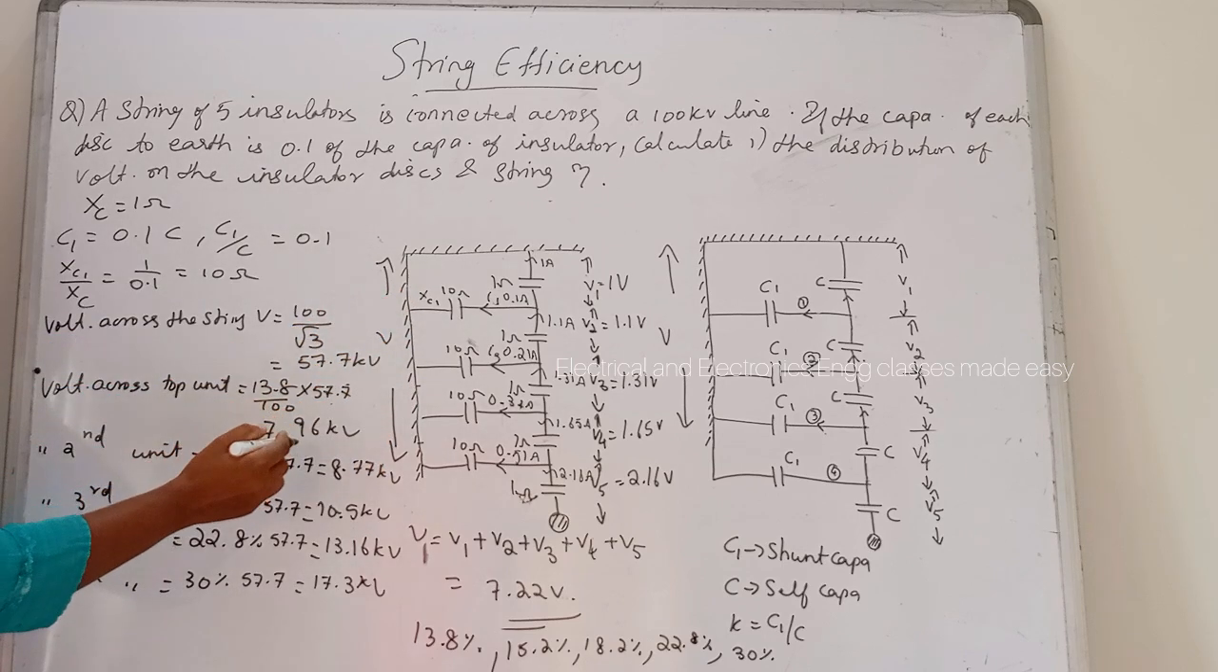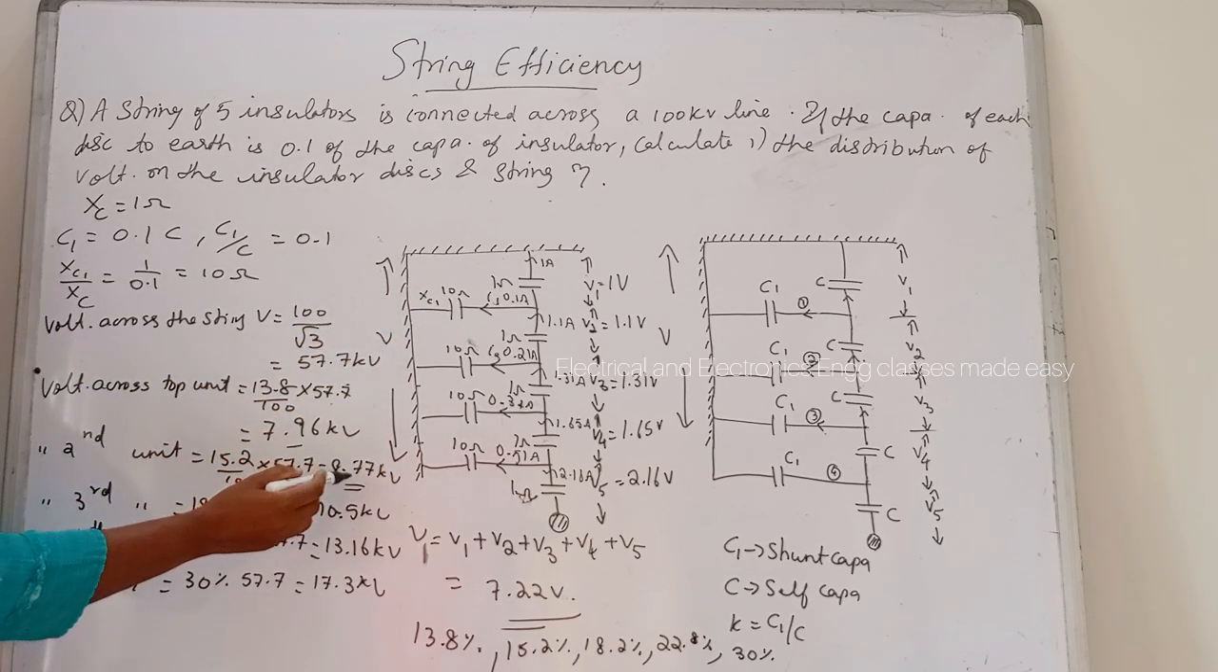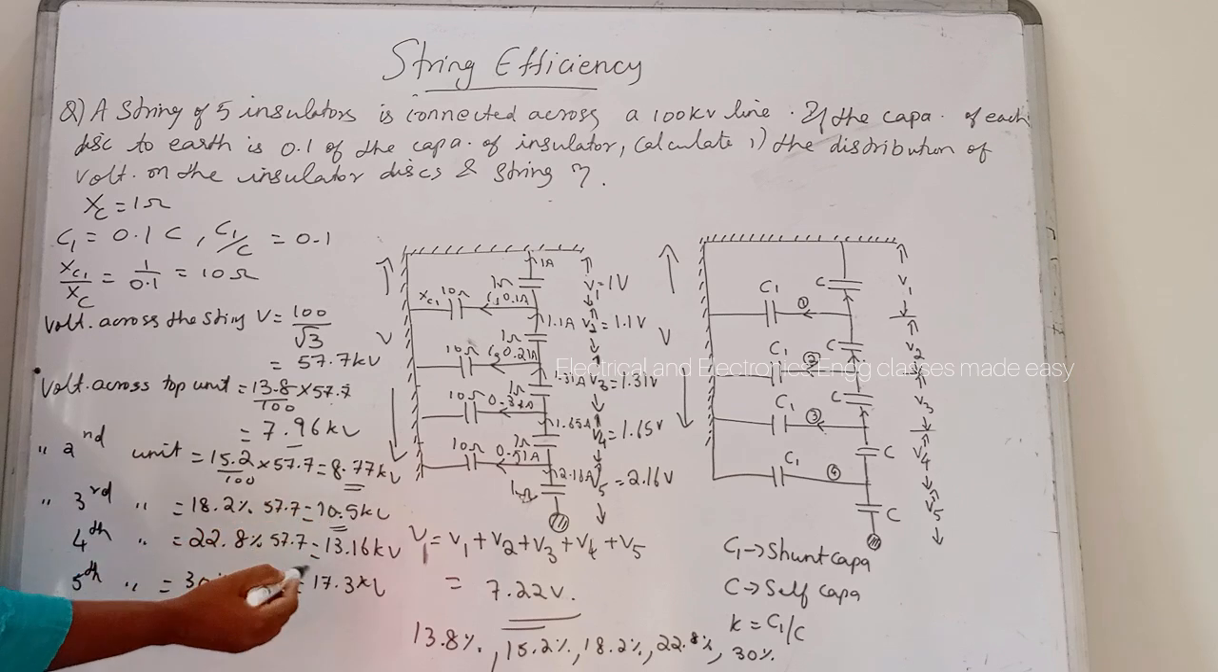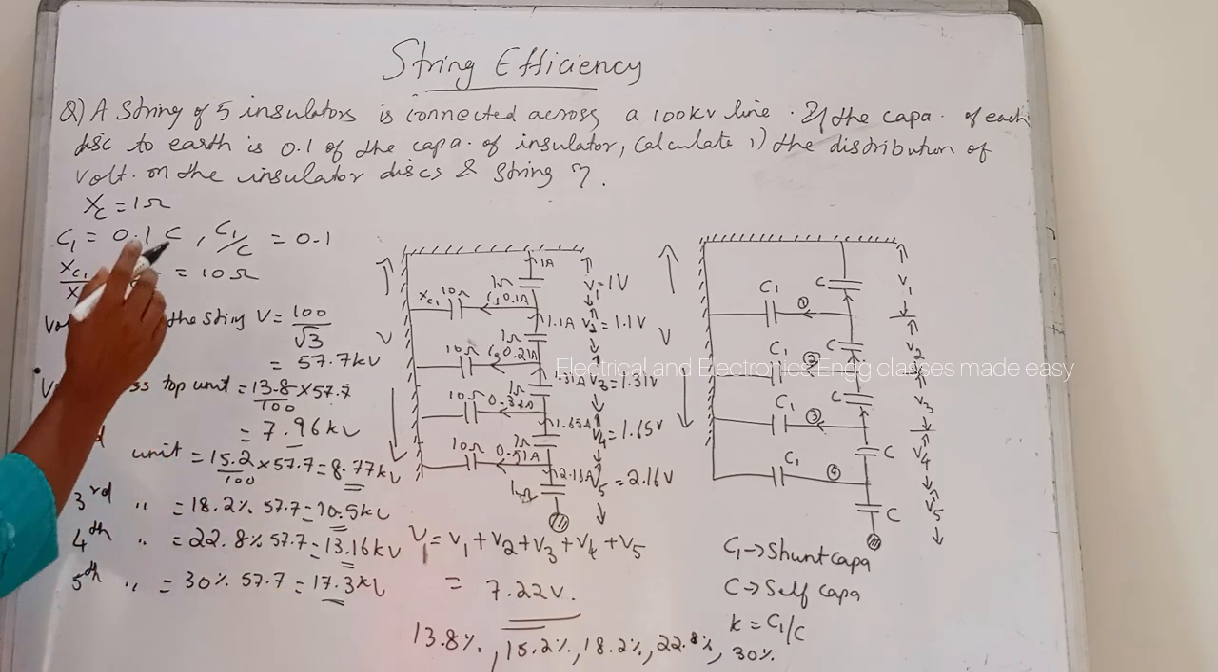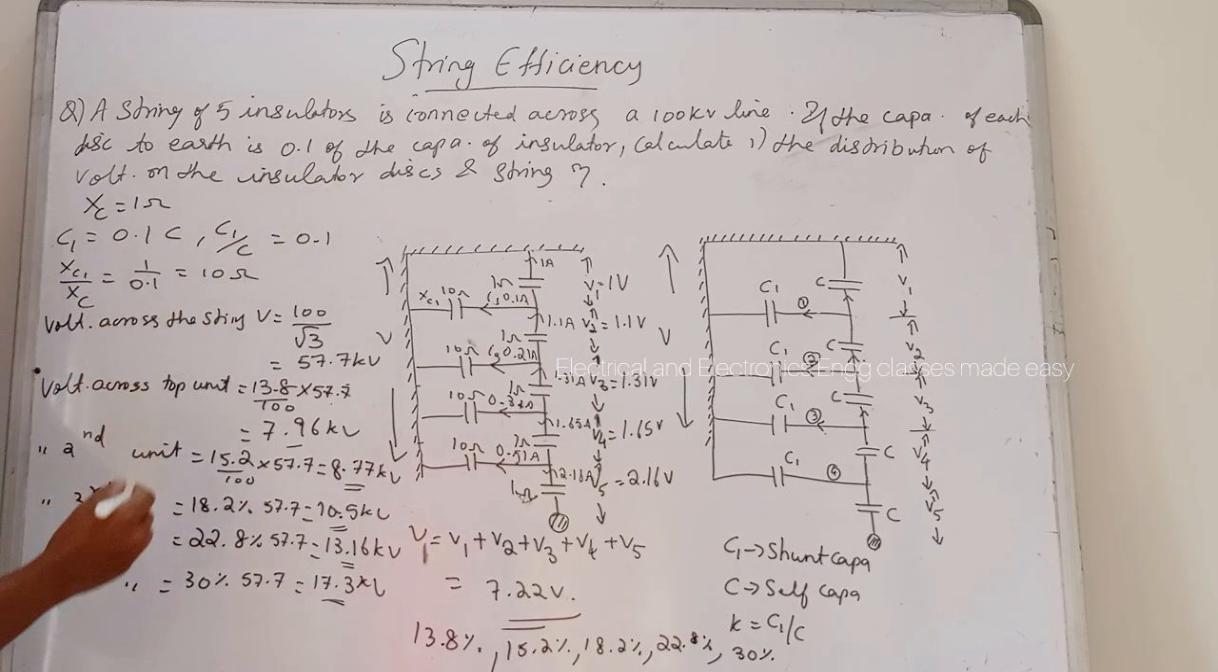So we got all the values of voltages across each unit. That is, V1 is 7.96, V2 8.77, V3 10.5, V4 13.16, V5 17.3 kilovolt. Next question is to find the string efficiency.